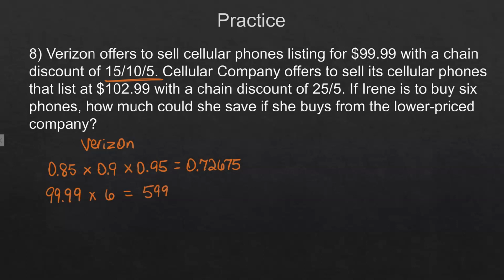So $599.94 times our net equivalent rate, right? That's going to give me the net price, and the net price is $436.01. Okay, so that's the total cost of the phones, the list price times our net equivalent rate, and that gives us the $436.01. Now we're going to do the very same calculation for the cellular company.